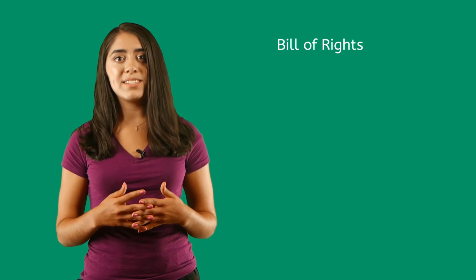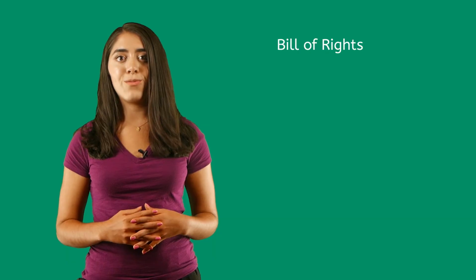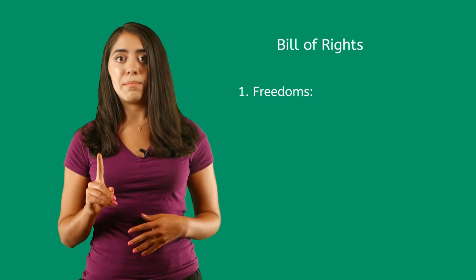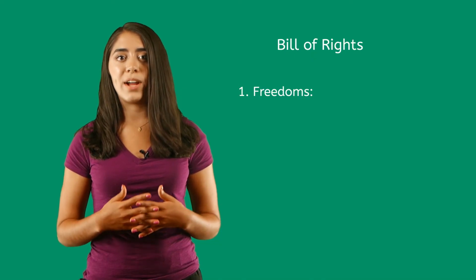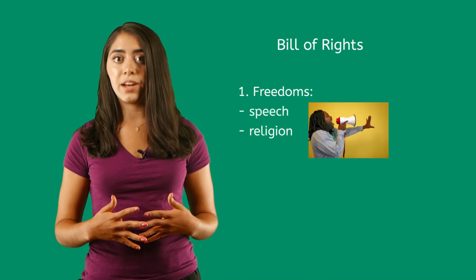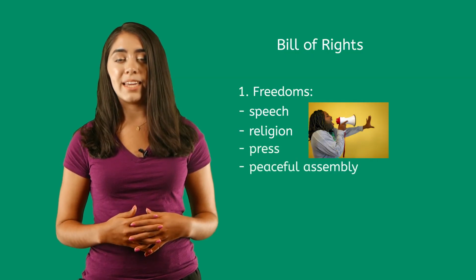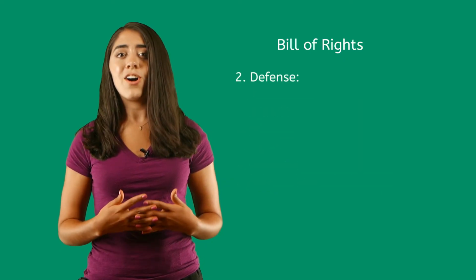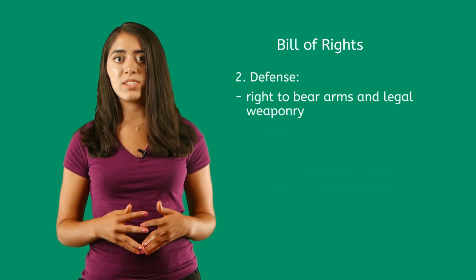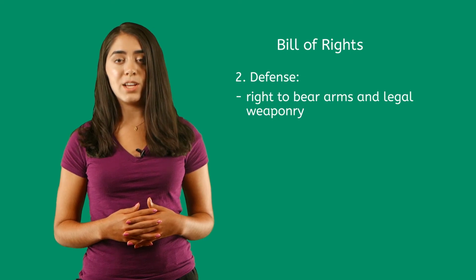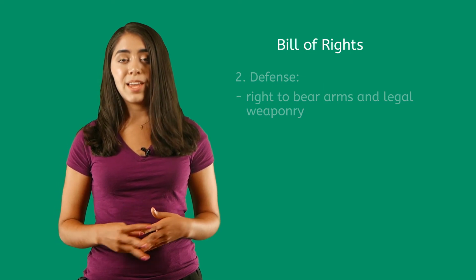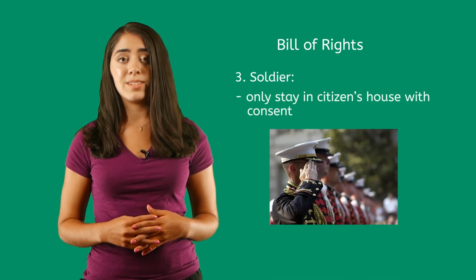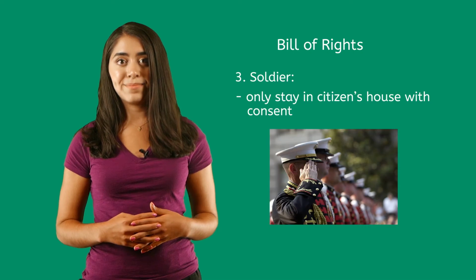In order to keep things simple, here's a brief overview of what is written in each of these amendments. The First Amendment declares that all citizens have the right to free speech, religion, press, peaceful assembly, and to petition the government. The Second Amendment declares that all citizens have the right to bear arms, which means defend themselves with legal weaponry. The Third Amendment declares that soldiers may not stay in citizens' houses without their consent.